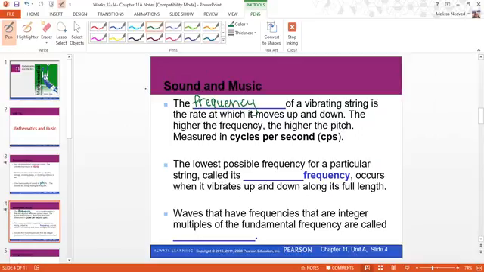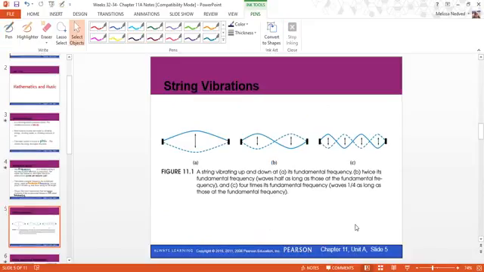The lowest possible frequency for a particular string, called its fundamental frequency, occurs when it vibrates up and down along its full length. Waves that have frequencies that are integer multiples of a fundamental frequency are called harmonics. And there's that good math vocab term, integer. And remember, integers are whole numbers and their opposites. So if it's a whole number, like 2 times the fundamental frequency, or 8 times, not 8.5, not 3.5, not 3.25, but integer values are what we call harmonics.